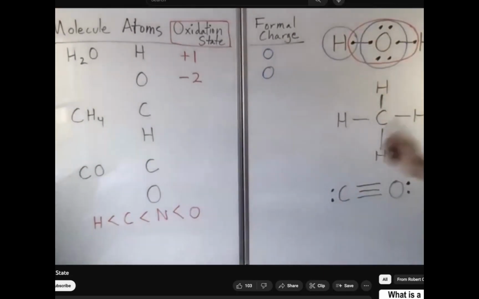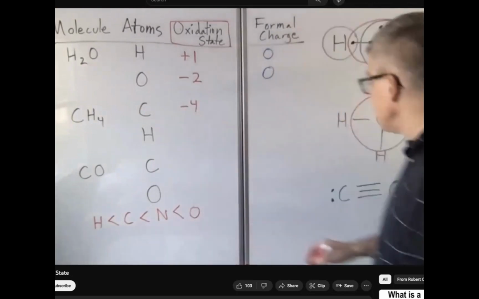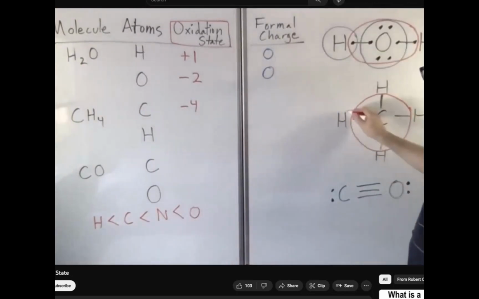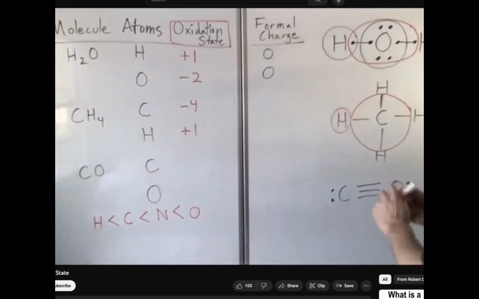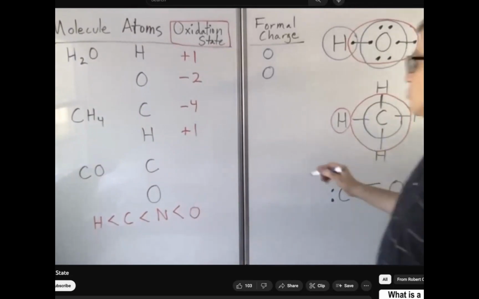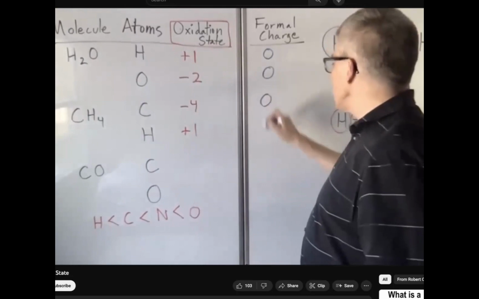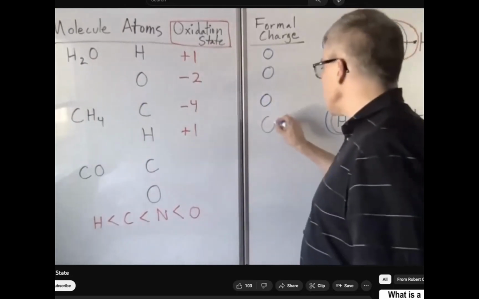Methane. Carbon is more electronegative than hydrogen. So all of these count as being on the carbon, which puts carbon at 8. Carbon normally is 4, which means that the carbon's actually at negative 4 oxidation state. Each hydrogen is missing its 1, and so it's at positive 1 oxidation state. And then again, if you cut the bonds in half, the carbon is counted as having 4, which is its usual, so formal charge of 0. And the hydrogen gets its 1, which is as usual, so it has a formal charge of 0.